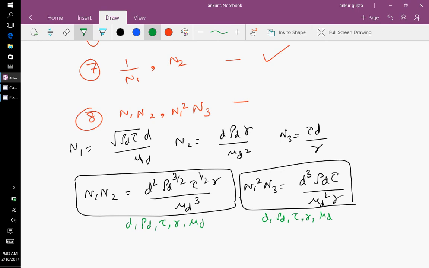Moreover, you can check that here d has a power of 2 and rho d has a power of 3 by 2. So if d had a power of 3 here, rho d should have a power of 3 by 2 into 3 by 2, which is 9 by 4. They are not powers of each other basically, so it cannot be said that they are exactly dependent on each other. So once you have the same variables, we check their forms, which is the powers, are they in some form ratios of each other, which they are not. So yes, they are also independent.